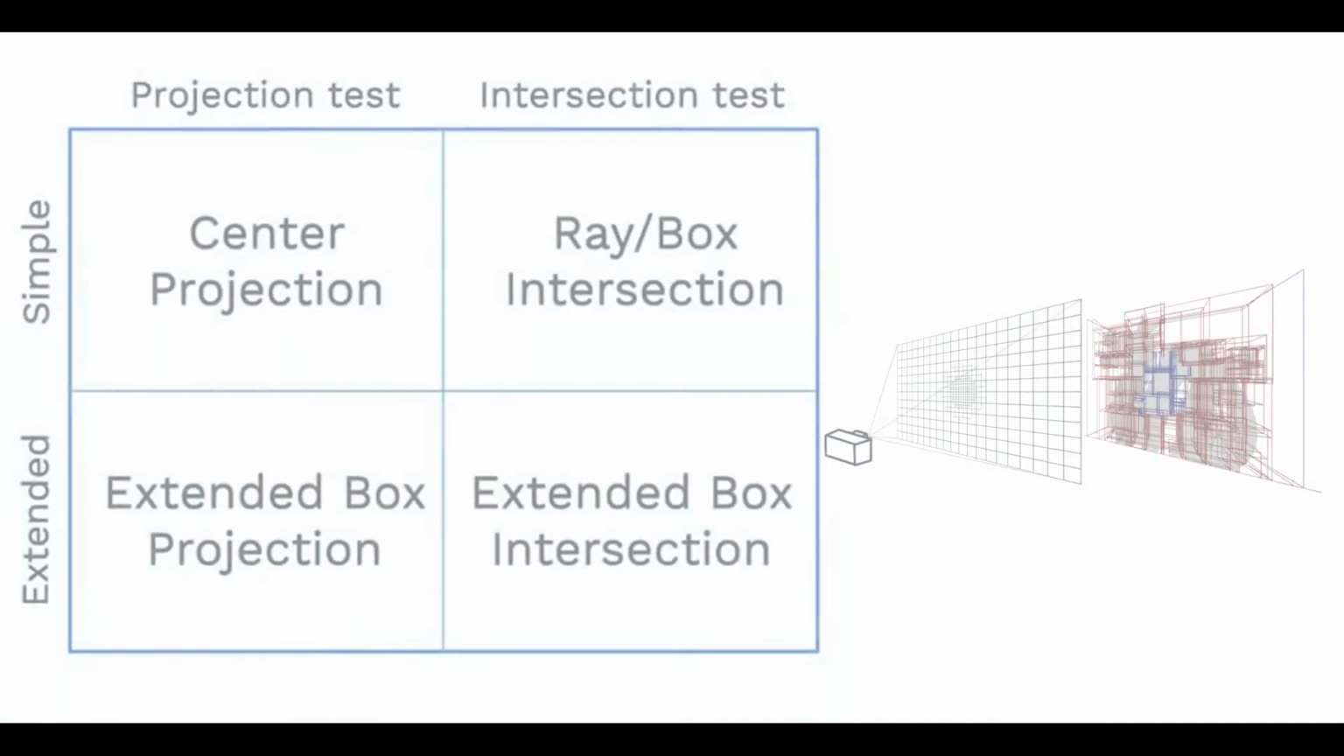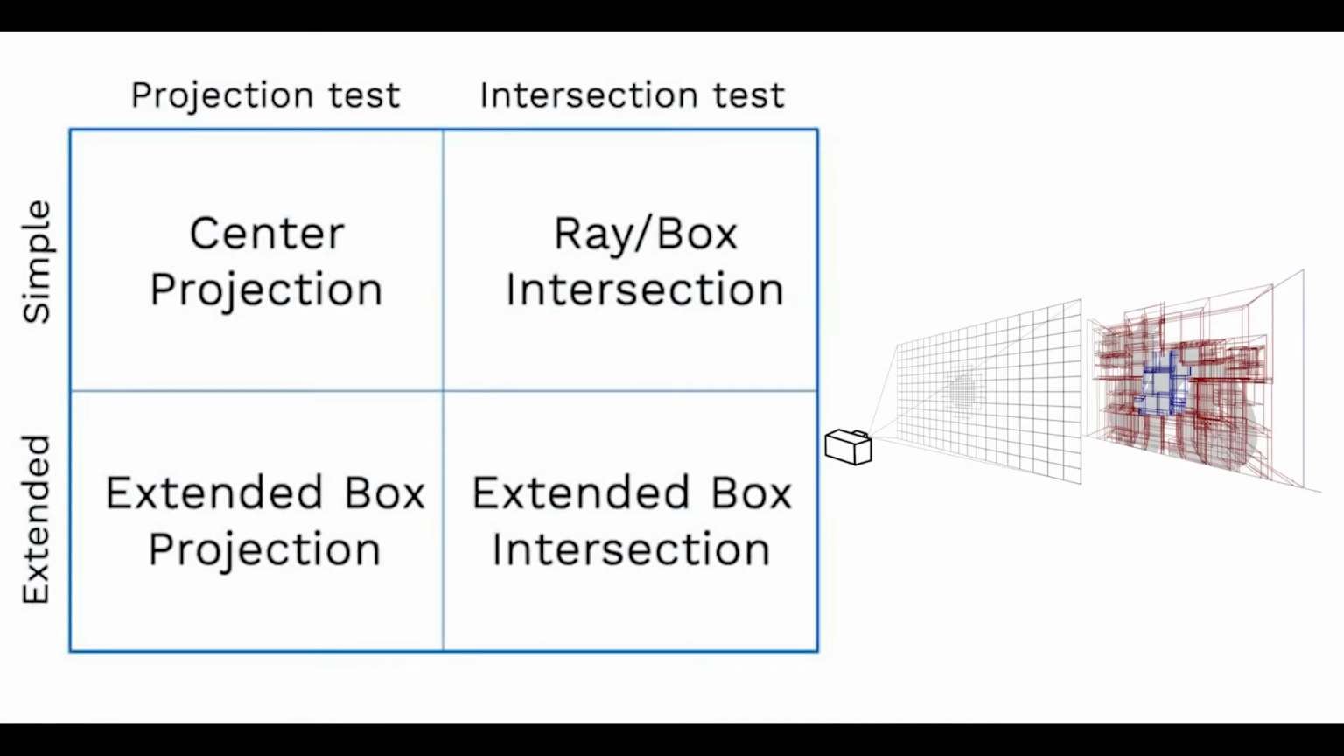2 of these tests are based on projection and 2 are based on intersection. Both tests based on projection and both based on intersection have a simple version and an extended version. Projection is the process of mapping a 3D point on a 2D surface, in this case the screen. The simple projection test is center projection, where I projected the center of the BVH box on the screen and check if it is inside the foveal region.